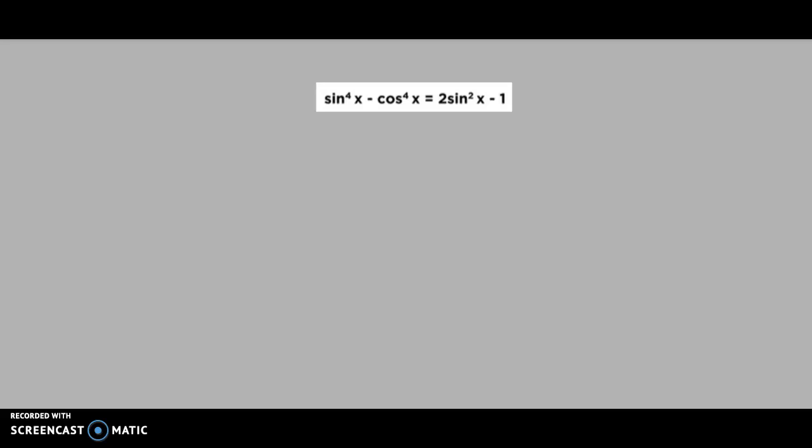All right, guys, let's look at the first one here. So I'm going to start on the left side of this one. So I'm going to look at this side over here first. And I see two things being subtracted, both raised to the fourth power.